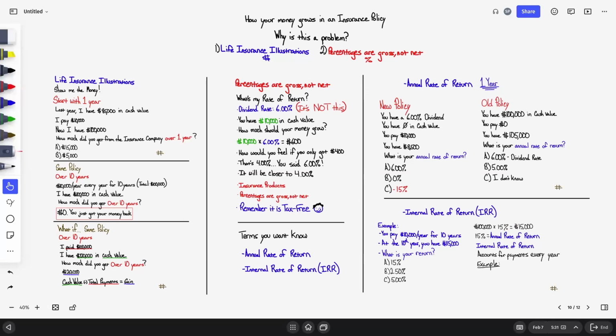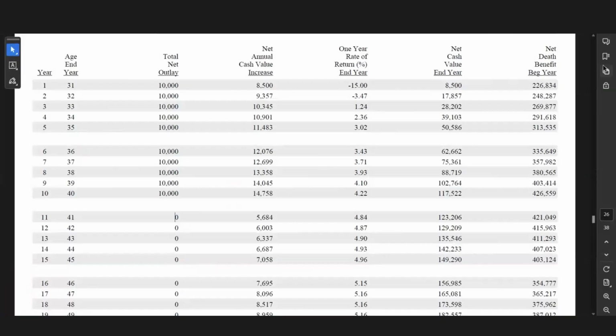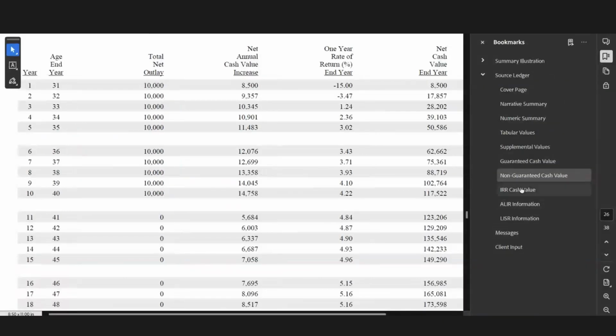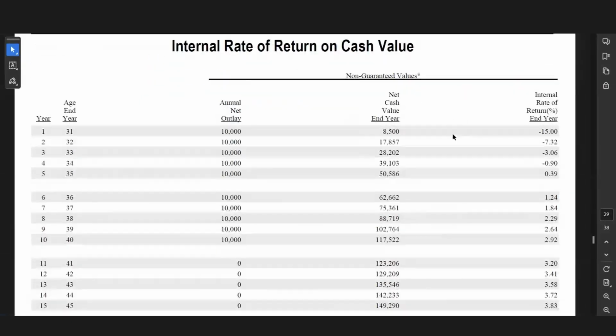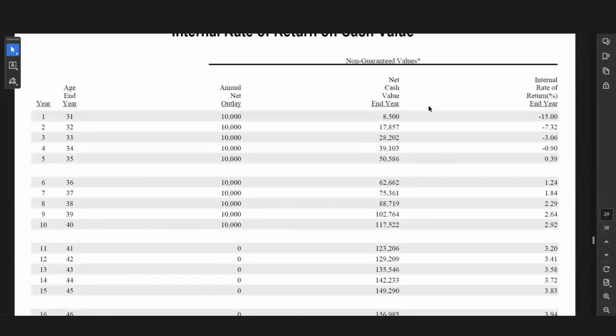If you've got experience with real estate, you might be able to relate to this a little bit more. I know real estate investors will frequently use internal rate of return. Let's look at an example of this. We'll look at the illustration, and then we'll also look at Excel here, because you can request this from the insurance company, which is nice. IRR on cash value. Exact same illustration we've been looking at here. What do you notice? First year, 15%. Year 10, 2.92%. We've got 117 and change in cash value though.